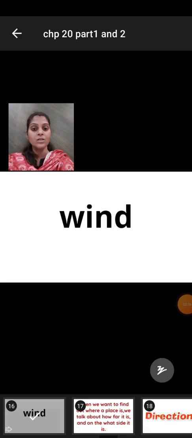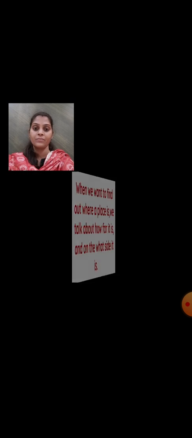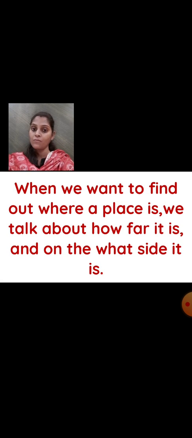Now kids, we have seen some of the new words. Now let's begin with the chapter. Okay? Now we'll start with some introduction. When we want to find out where a place is, we talk about how far it is and on what side it is. Yes or no? Suppose you are searching for your friend's house or for some place. What do you think about first?